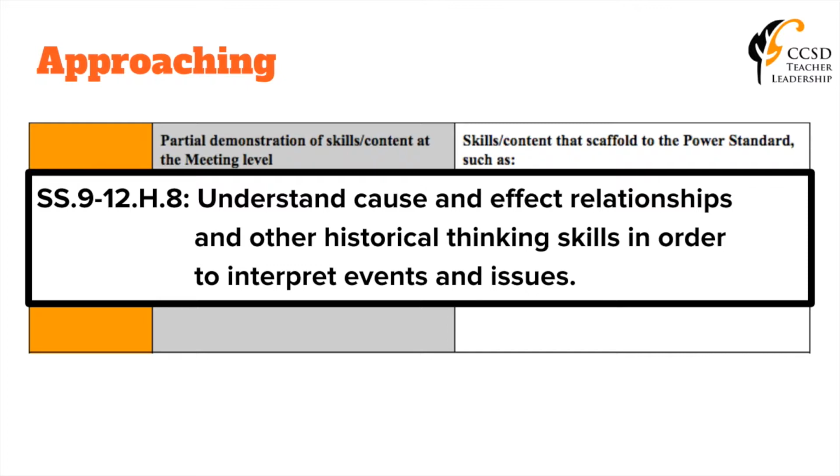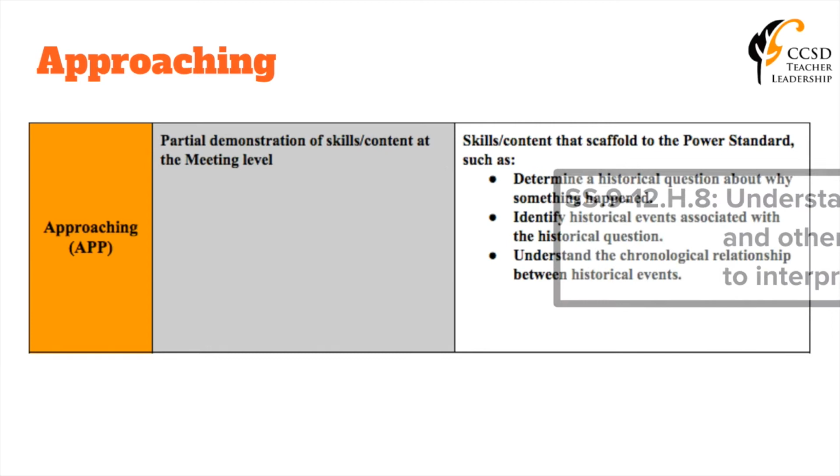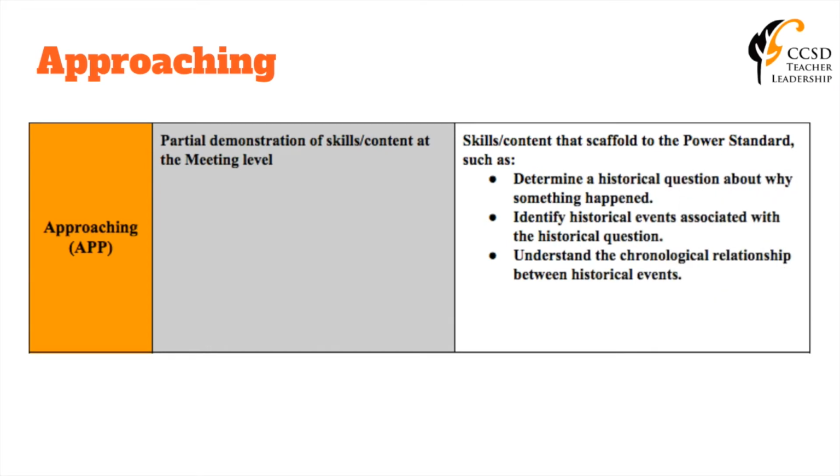9-12.H.8. Understand cause and effect relationships and other historical thinking skills in order to interpret events and issues. As we examine what is written at the approaching level on the proficiency scale, we see that the approaching level is a partial demonstration of skills and/or content at the meeting level. On the right of the scale, we see what the students will need to be able to do in order to qualify their work at the approaching level of proficiency.